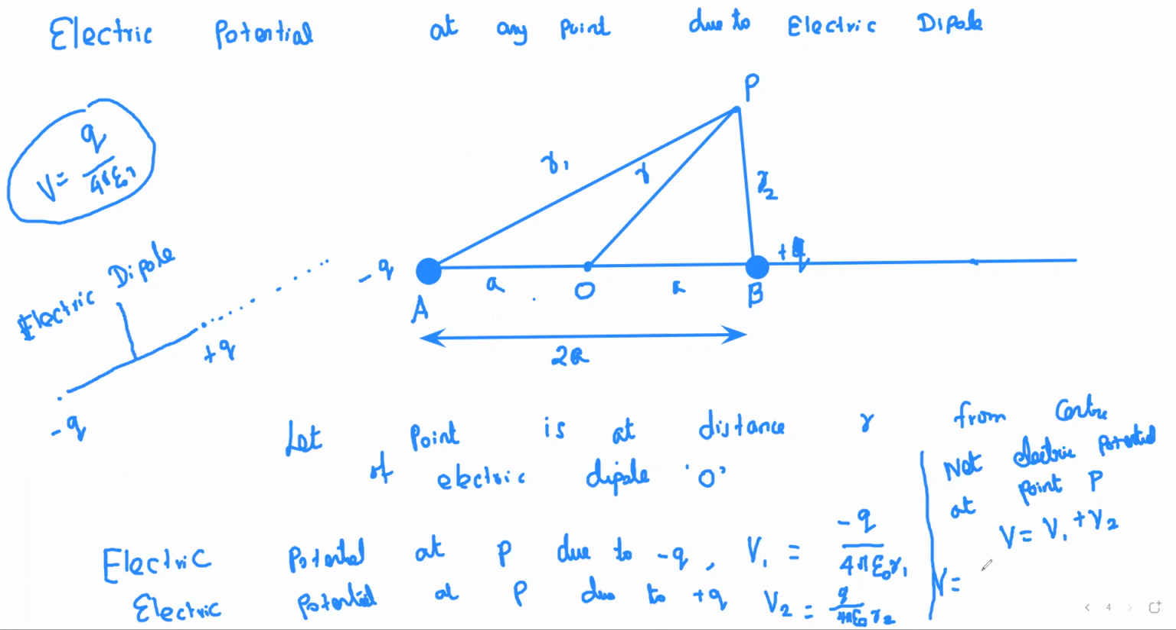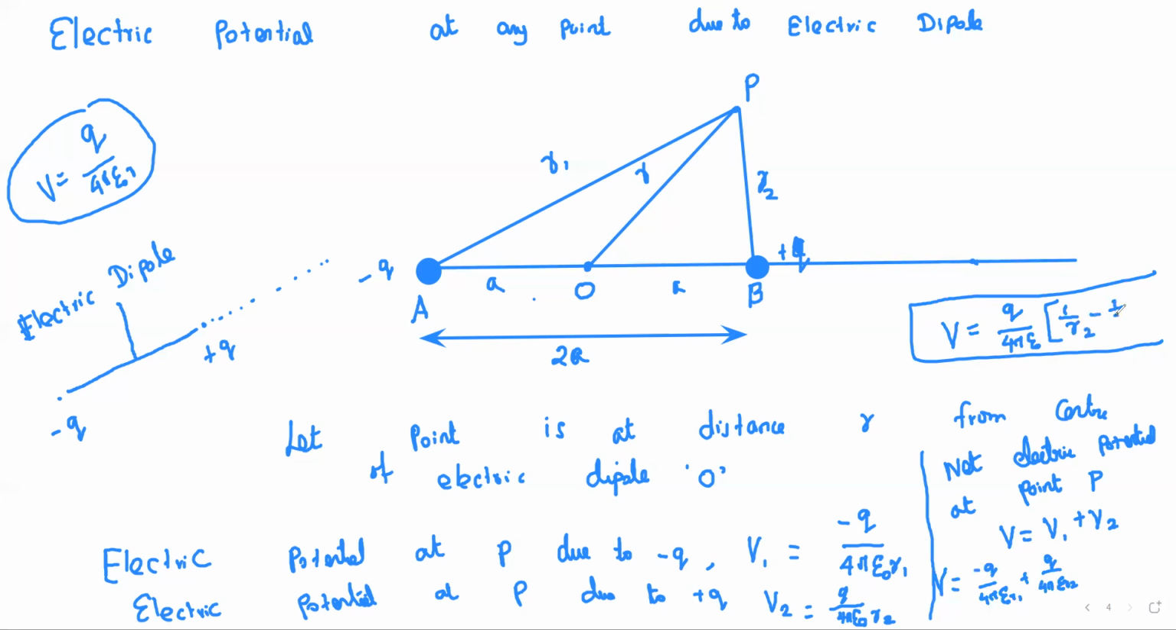So V1 we know is minus Q by 4 pi epsilon 0 R1, and V2 is equal to plus Q by 4 pi epsilon 0 R2. So I can write net potential V as, in these two terms, Q by 4 pi epsilon 0 is common. So 1 by R2 is positive, then this minus 1 by R1 we take as negative. So V is Q by 4 pi epsilon 0 times (1 by R2 minus 1 by R1). Now this is the formula for net electric potential at point P. Is that clear? Any doubts on this?